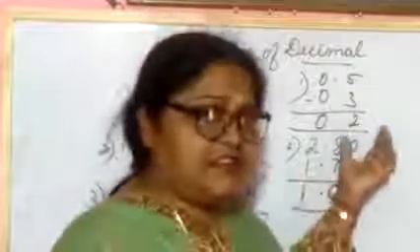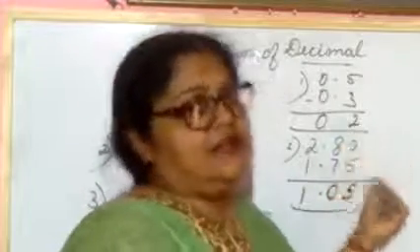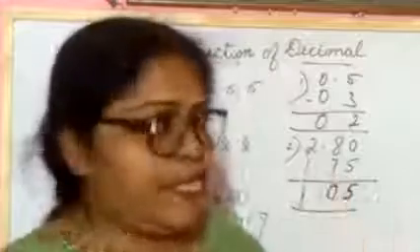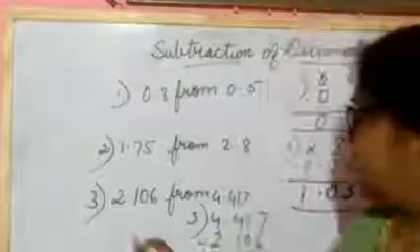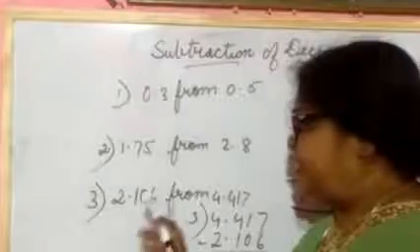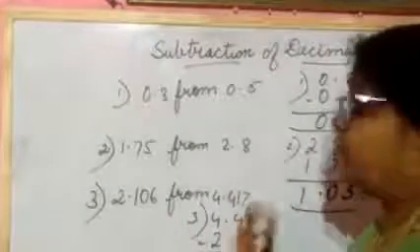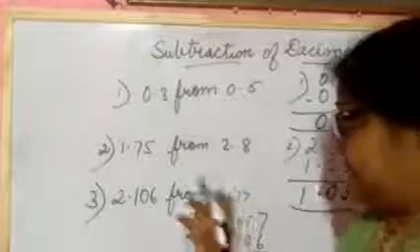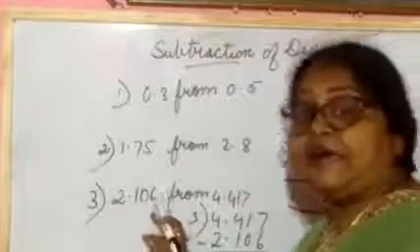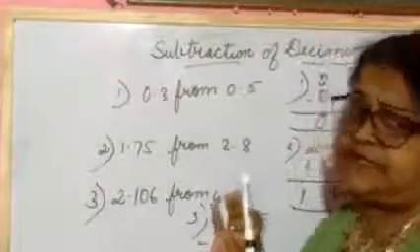Understood? Is it clear to you all how you will do the subtraction if it is given in the tens place or hundredths place? Now the next one, we will see the subtraction. In the next number, 3 digits are given after the point. How many digits? 3 digits. Here also 3 digits. That means tens place, hundredths place and thousandths place.